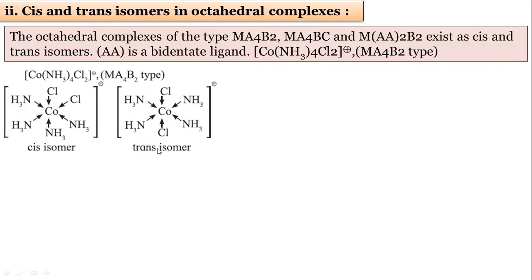But we can see here in case of trans isomer, these are on opposite sides. We can see this is up. As there are 4 ammonia ligands, 1, 2, 3, 4, these are kept in one plane as there is no other possible way. So these 2 chlorines are placed on opposite sides, 1 chlorine above and 1 chlorine below. So this is the MA4B2 type of complex.